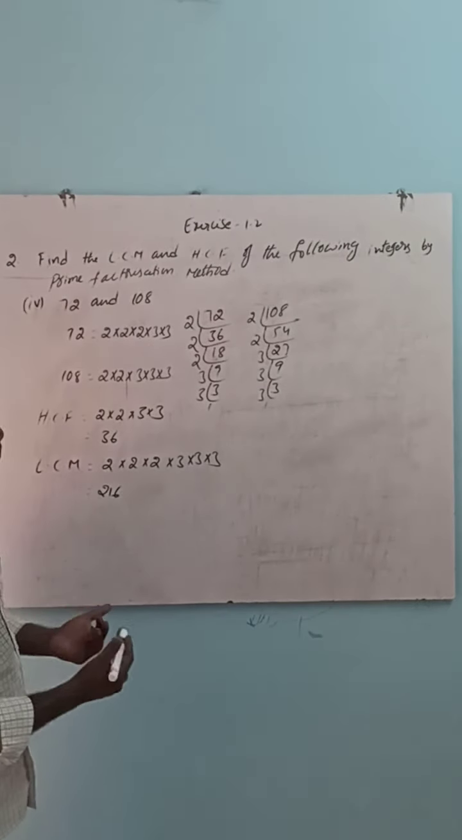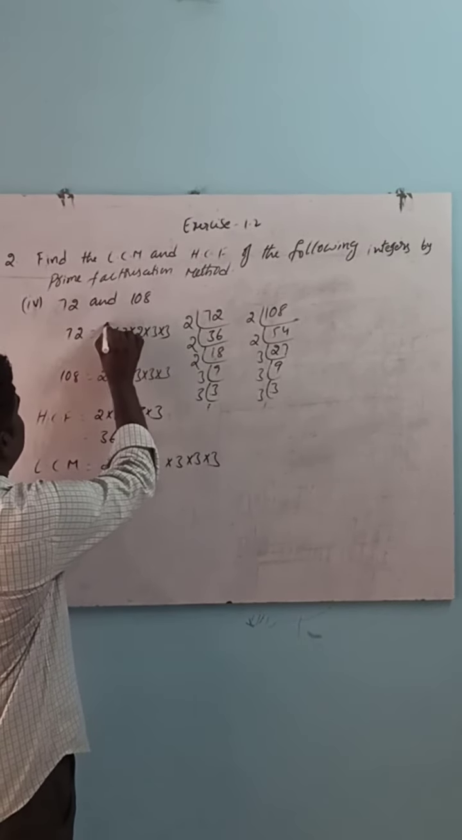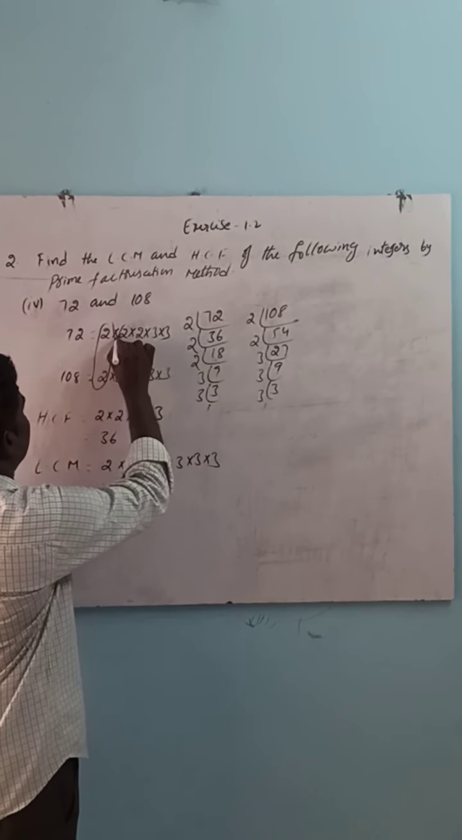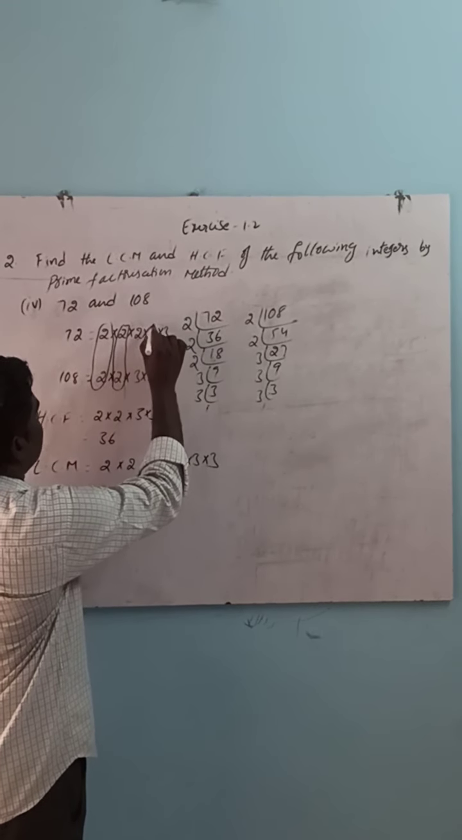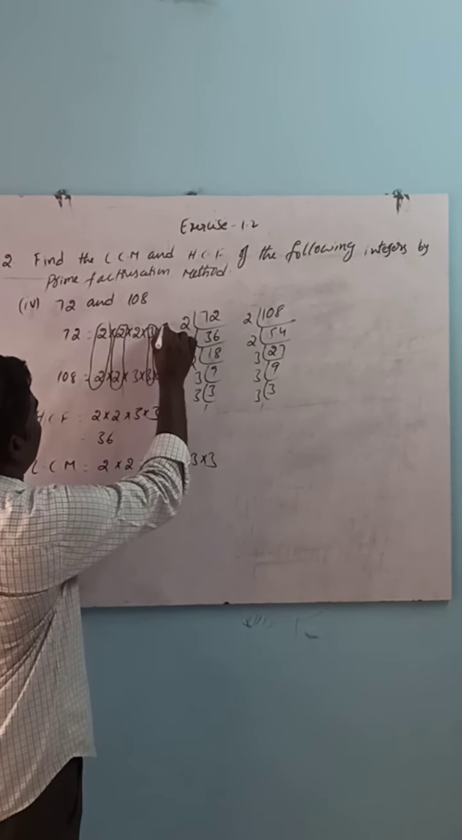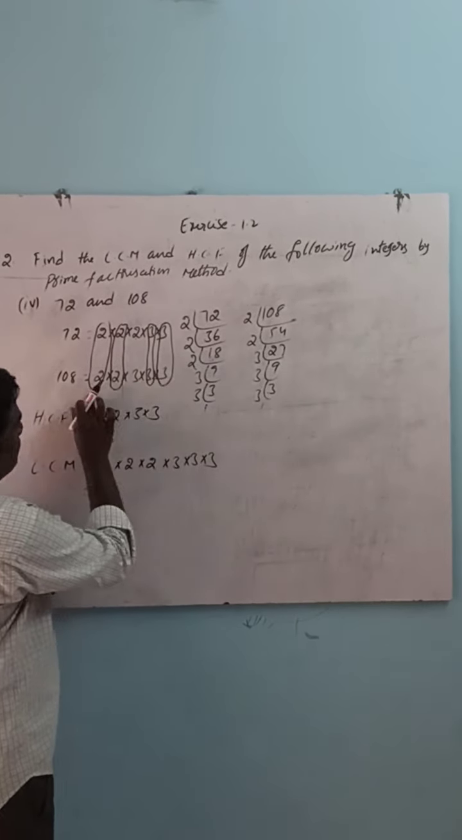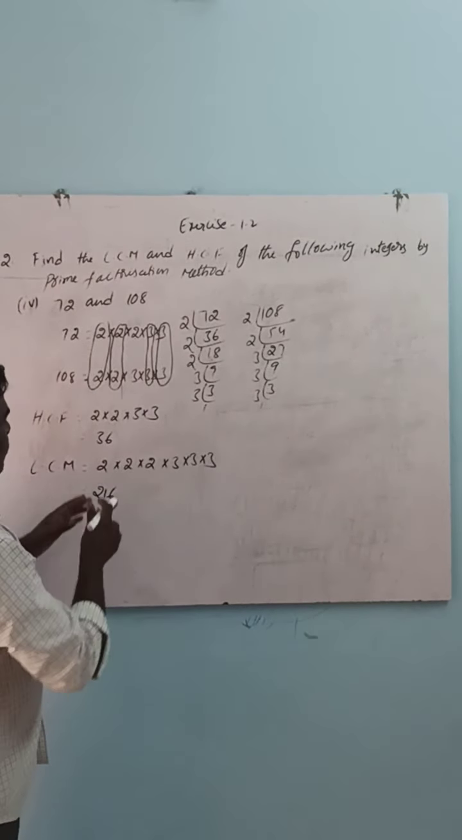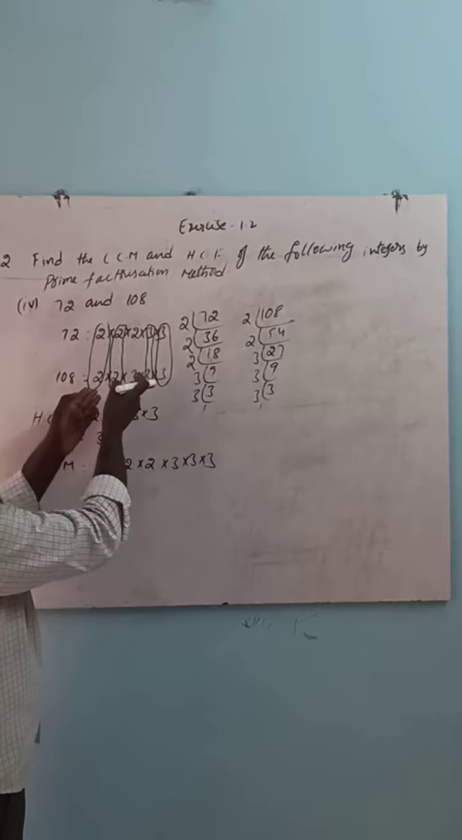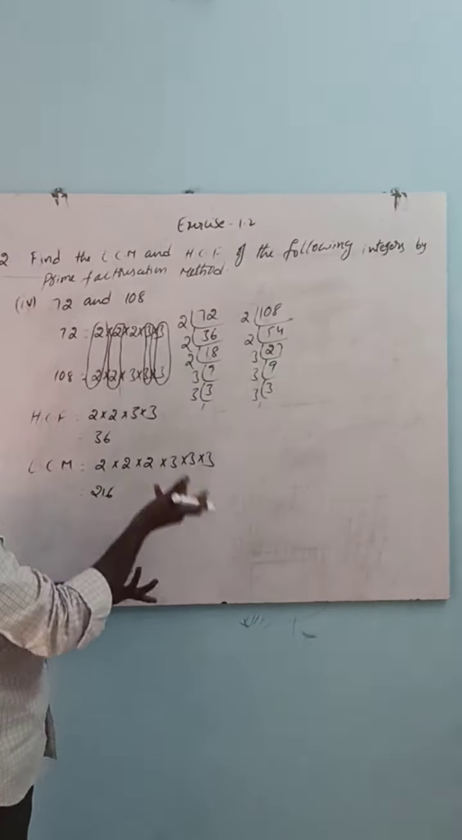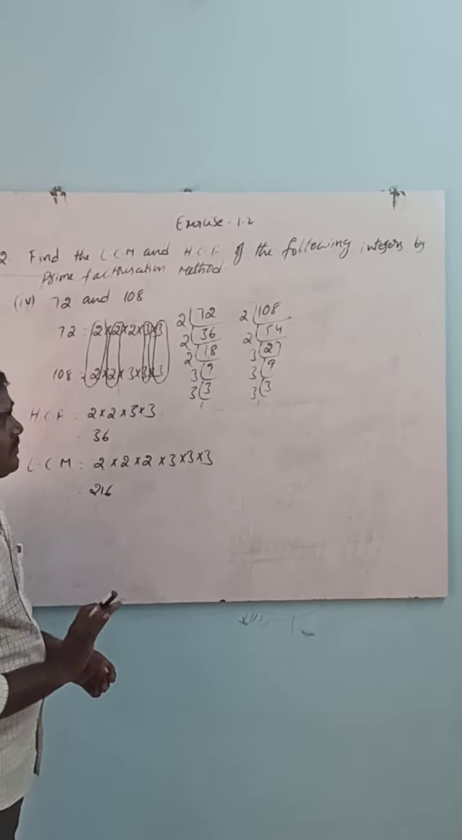Here we can do a simple process. Just circle the common factors. We can put a circle. So this is the HCF. LCM is the product of the remaining factors. That is the LCM. Okay?